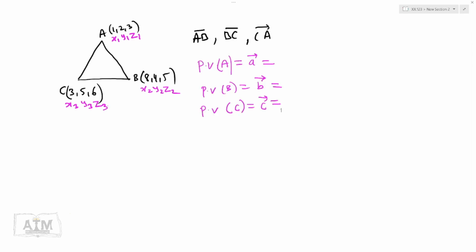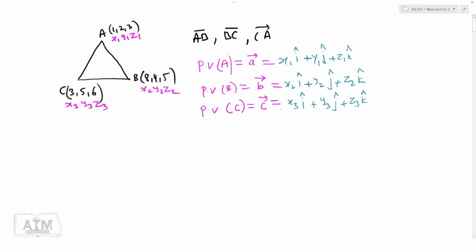First step, we write the position vector of point A as vector A, of point B as vector B, and of point C as vector C. Vector A is given as x1 i cap plus y1 j cap plus z1 k cap, and similarly vector B and vector C. Therefore vector A equals i cap plus 2j cap plus 3k cap, vector B equals 8i cap plus 4j cap plus 5k cap, and vector C equals 3i cap plus 5j cap plus 6k cap.